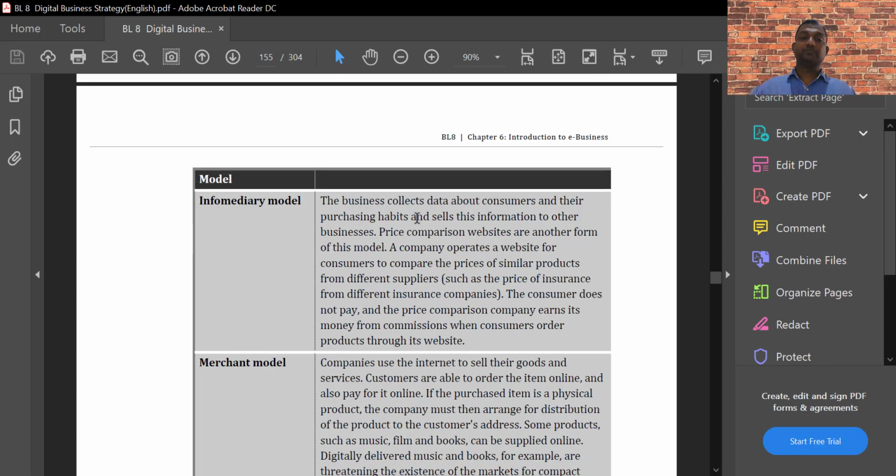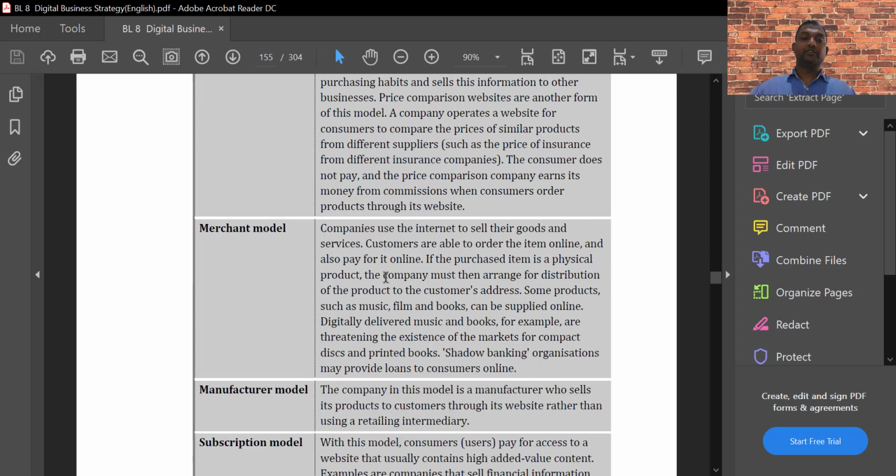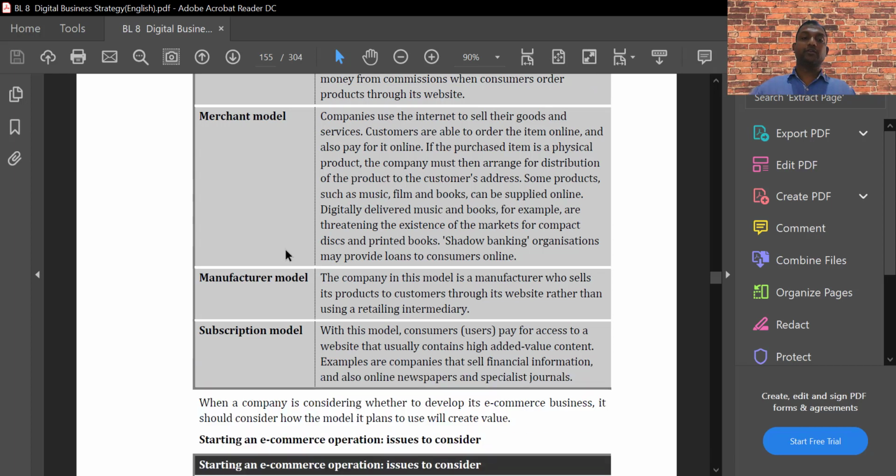Intermediary model, right? So the organization acts as an intermediary and collects data about customers, consumers, and price comparison. So that kind of features, if the organization is given, they are earning money because of providing and using information. And the merchant model, companies can directly sell items to customers online. So that's the merchant model.